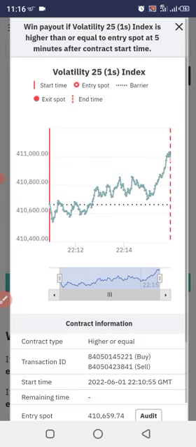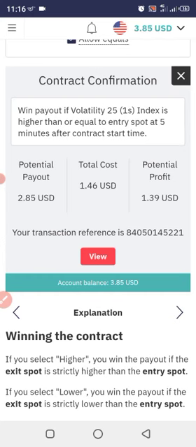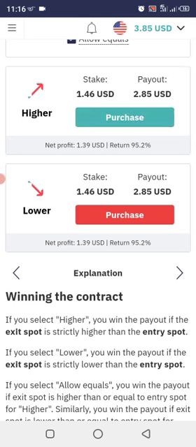Let's look at our equity. Remember, our equity after taking the trade, we had $1. Now look at what we have in our equity. Our equity has increased to 3.85 USD. And this is how you take this trade successfully. If you can do this successfully for 15 times consecutively.